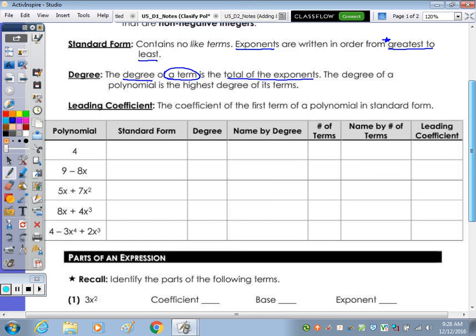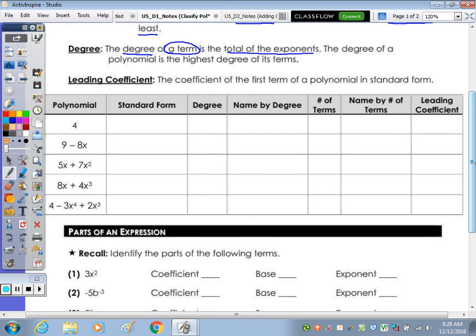So let's take a look at this table. And we'll just focus on standard form. So one column and then move to the next. So in standard form, since there's no variables here and there are no exponents, it's just as is in standard form. 9 minus 8x, we switch to negative 8x plus 9 because that x to the first would be our highest exponent. And there is no exponent on the 9, so you can think of that as x to the 0.